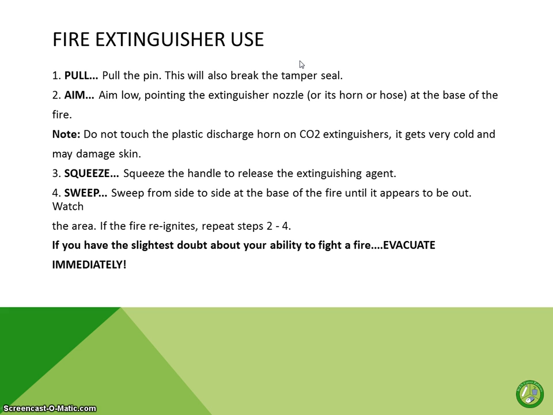When using a fire extinguisher, we use what they call the PASS system. So first you pull the pin. This also will break the tamper seal. Then you aim low, pointing the extinguisher nozzle at the base of the fire. Then you squeeze the handle to release the extinguishing agent and sweep from side to side at the base of the fire until it appears to be out. And then watch the area. If it reignites, repeat steps 2 through 4. However, and this is important, if you have the slightest doubt about your ability to fight the fire, evacuate immediately.